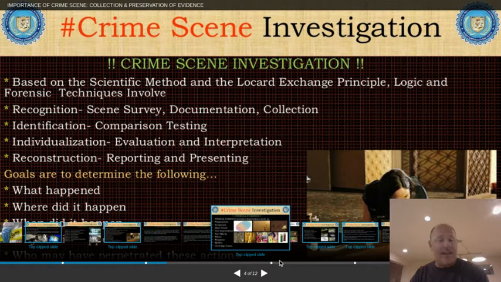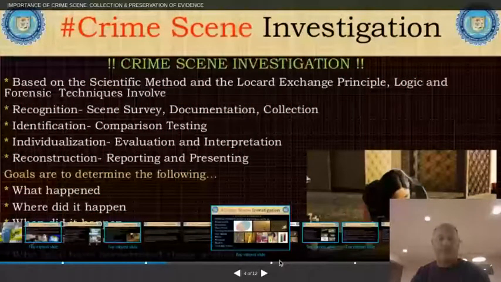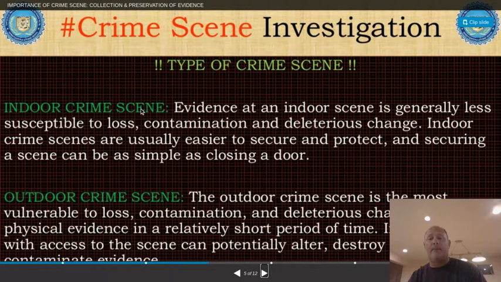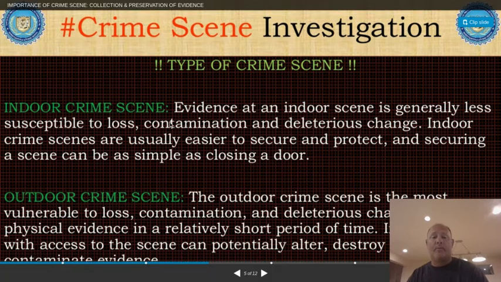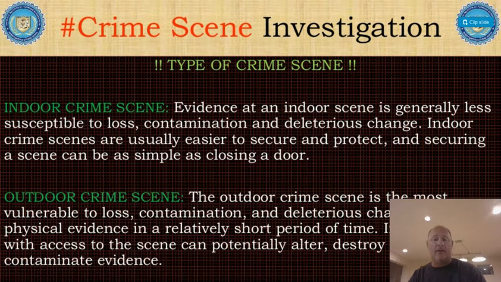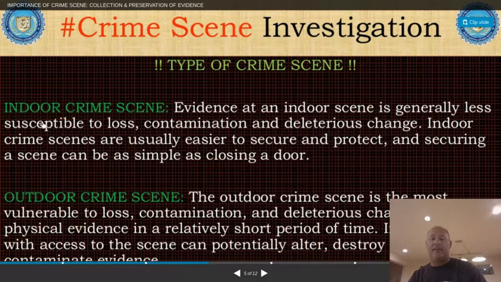Types of crime scenes is important here. The indoor crime scene: evidence at an indoor crime scene is generally less susceptible to loss. It's protected just by the nature of it being indoors. It's not going to be as contaminated, and it's not going to change over time. It's not going to be affected by the weather patterns or the outdoor erosion of Mother Nature. So it is protected to some degree. Now, there's going to be some deterioration over time, but it's less susceptible to those kinds of things.